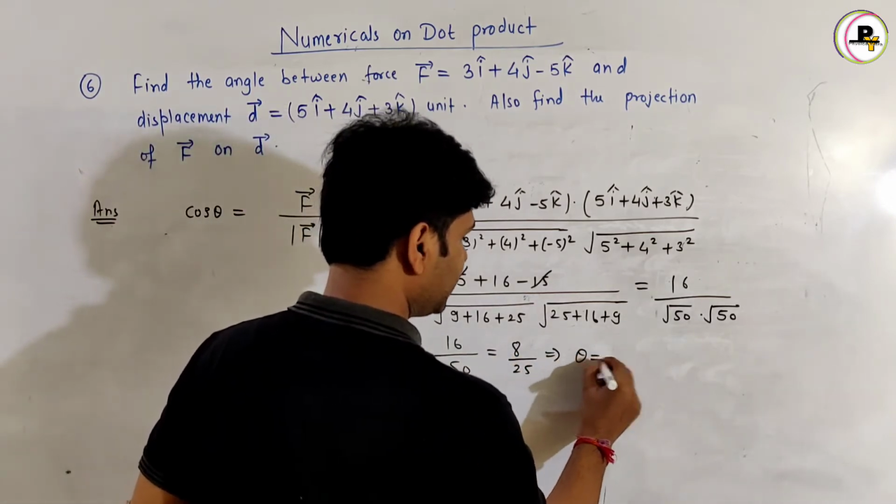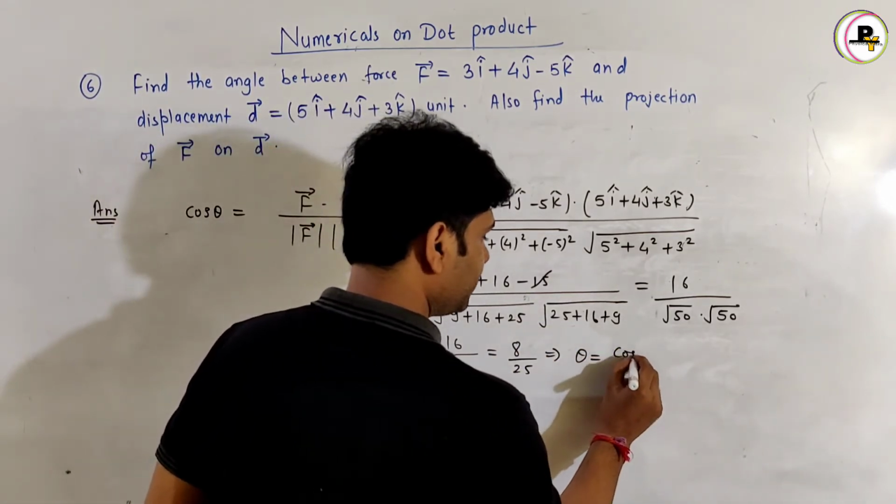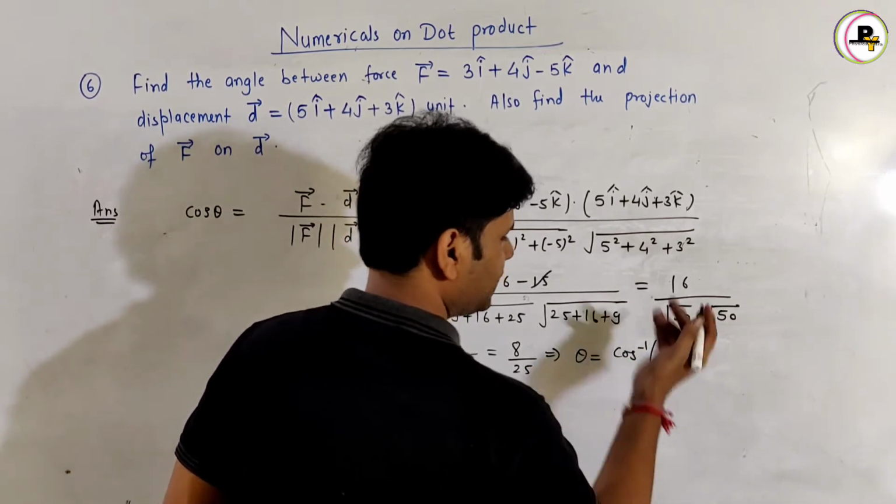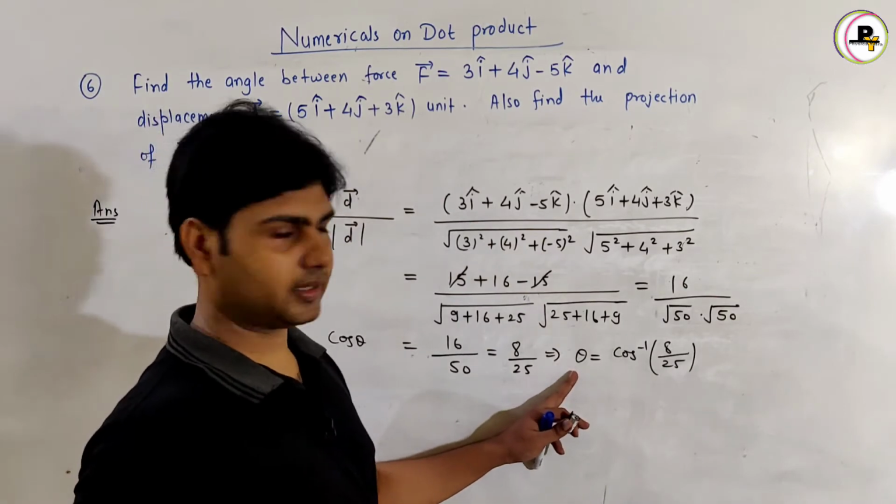Therefore theta is equal to what? Theta is equal to cos inverse 8 upon 25. Using a log table I can get the value of theta.